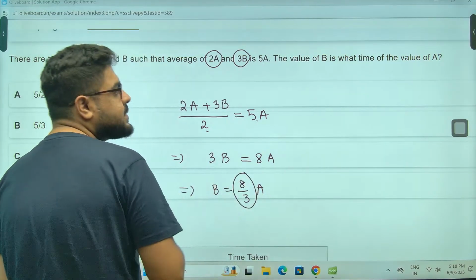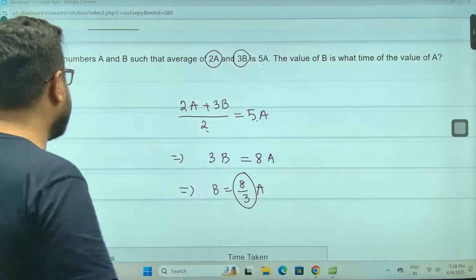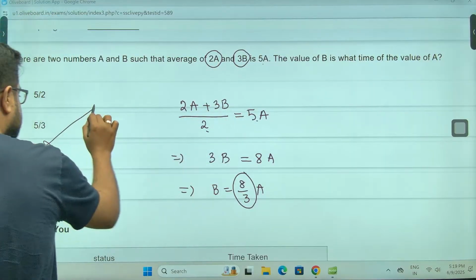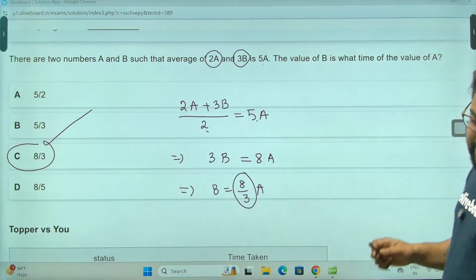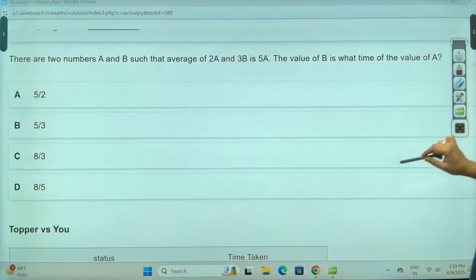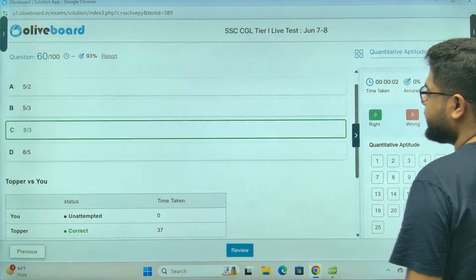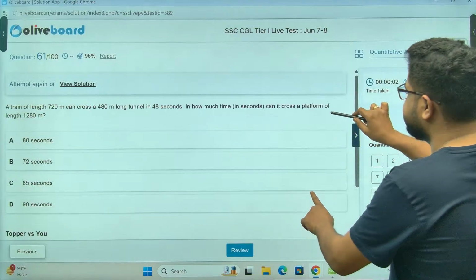So they are asking this. B is how many times a? Sir, 8 by 3, option C is the answer. Option C, 8 by 3, Reena, Raghu, Prashant, everyone. Absolutely correct, sir. Very, very good. Next one, sir.